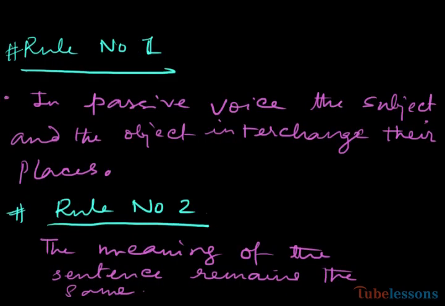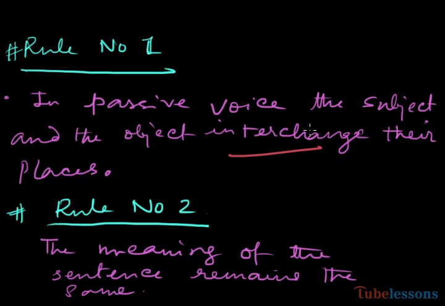Now, while changing from active voice to passive voice, there are some rules. And you have to maintain the rules, to change a sentence from active to passive voice or passive to active voice. So rule number 1 is, in passive voice, the subject and the object interchange their places. Now, what does that mean? Interchange means, while changing from active to passive, the subject and object change their places. The subject goes at the end and object comes in the beginning. This is rule number 1.